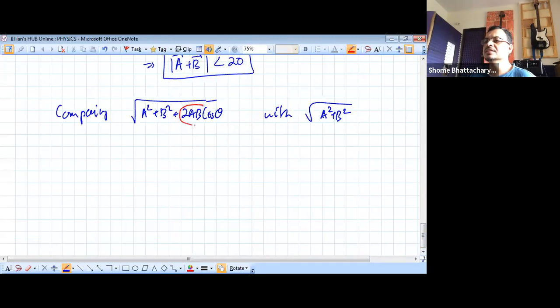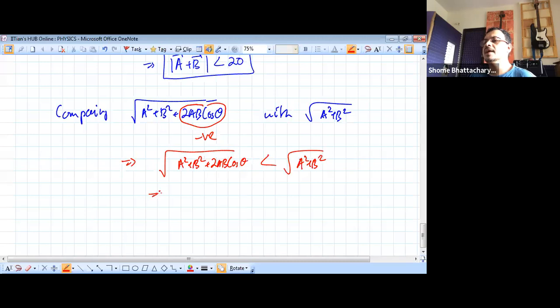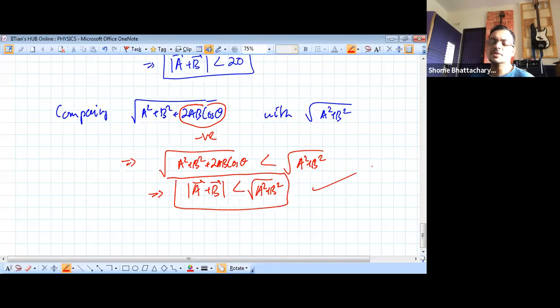So we know that this is a negative quantity. Okay, so therefore this quantity is less than root of a square. So magnitude of a plus b, we can say, is less than root of b square. We are not eliminating anything, we are just comparing.